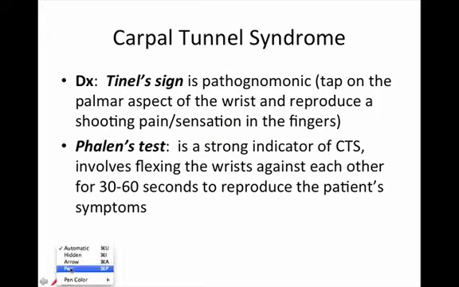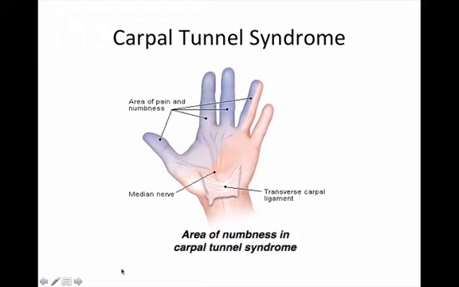So how do we make a diagnosis of carpal tunnel syndrome? There are 2 tests we can do right in the clinic. Tinel's sign is pathognomonic. All you do is tap on the palmar aspect of the wrist, and this should reproduce the shooting pain or tingling sensation in the fingers. Where we're going to tap is right around this area, because what's right there? That median nerve. So you tap on that. That's Tinel's test, and Tinel's sign if it elicits pain.